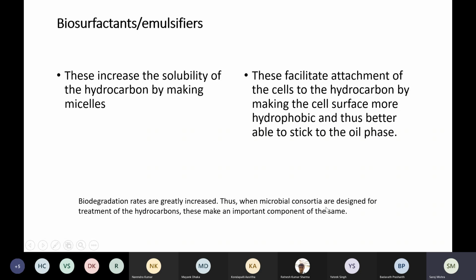When microbial consortia are designed for treatment of hydrocarbons, biosurfactants make up important components of them. There are non-biological surfactants also, like Tween 20, Tween 80, or Triton X-100, but they are all chemical surfactants. Once you add them to the microbial consortium, they are going to be left behind, and they will also add to the contaminant load.